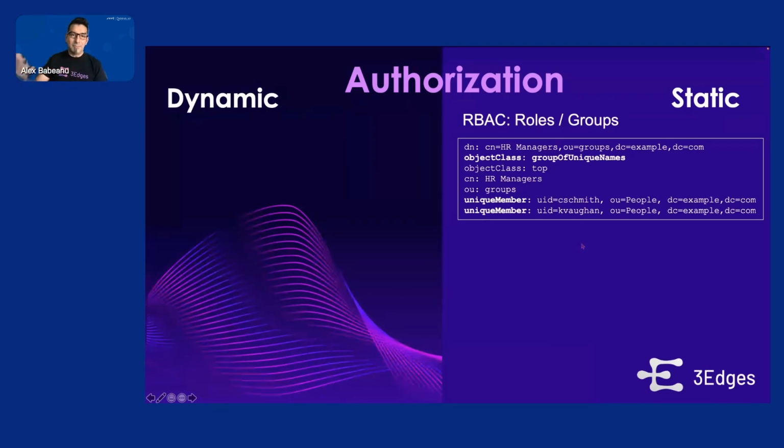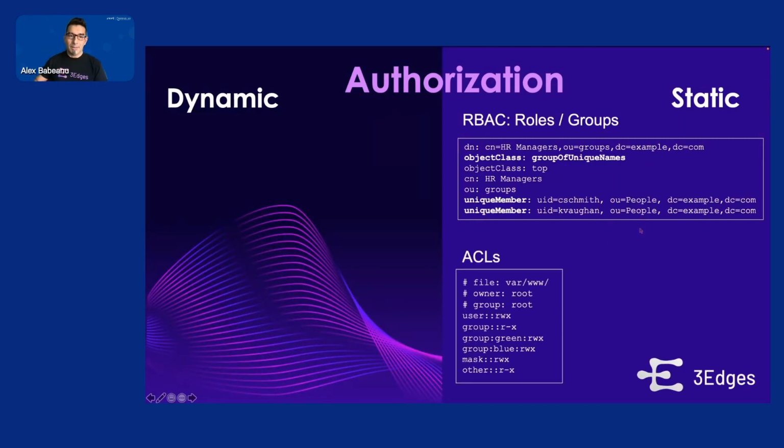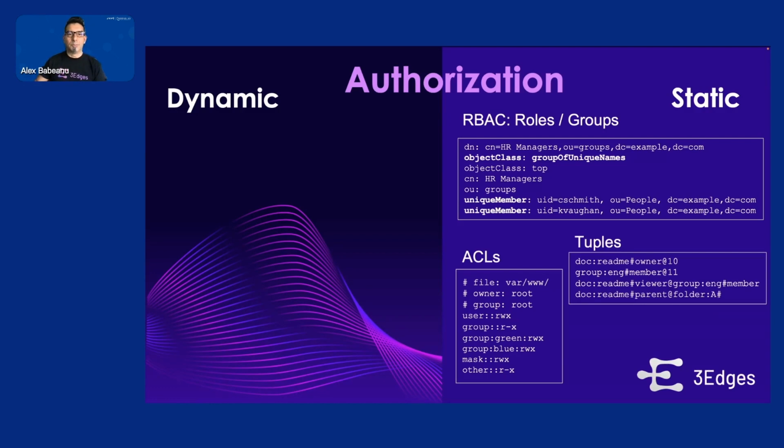I've personally seen roles that have 10,000 users in them. Pretty unwieldy. Another example is access control lists, which is what you see in Unix systems, or tuples. We'll get back to tuples.